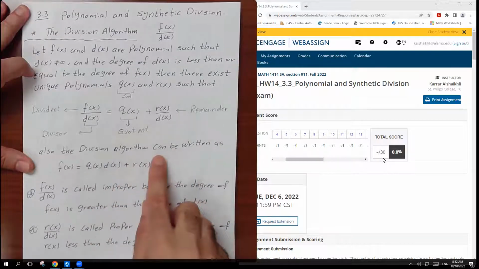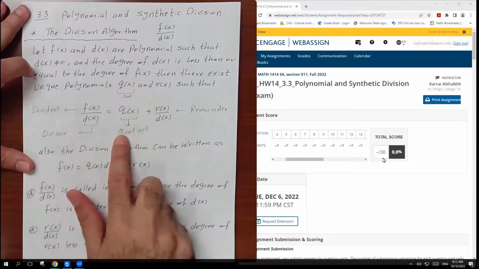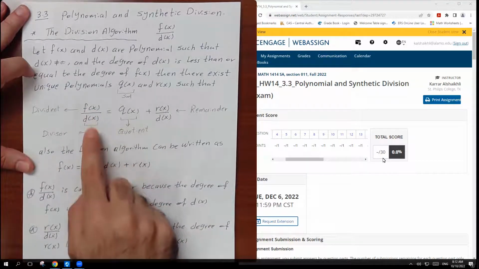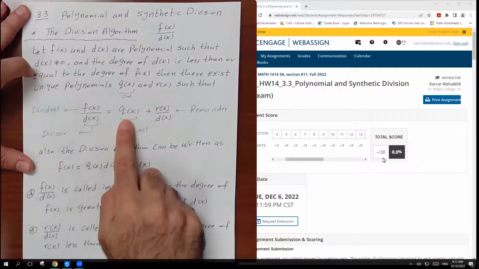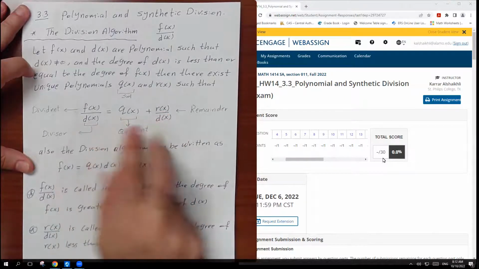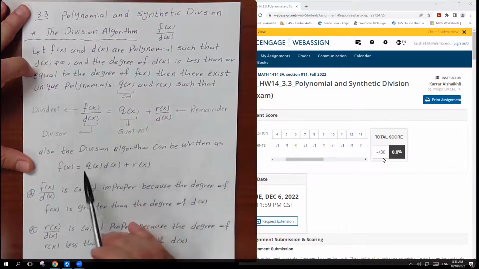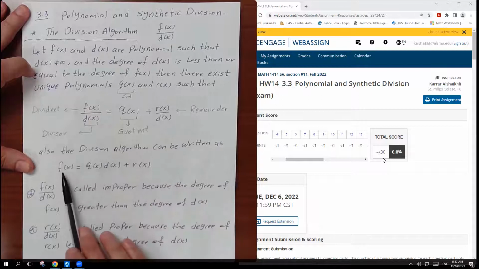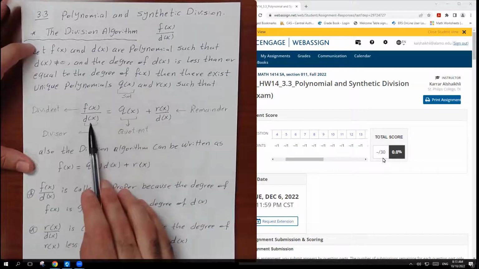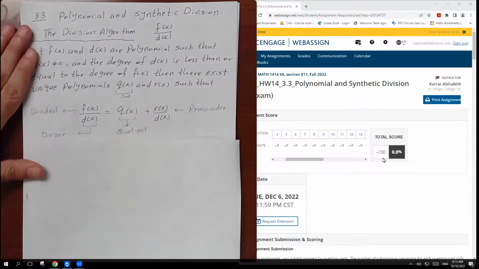The same thing can be written as, the solution of f of x divided by d of x is going to be q of x plus r of x over d of x. If you multiply everything here by d of x, so f of x, you're going to multiply by d of x. Let's do it on the side, just so you can see what we're doing.